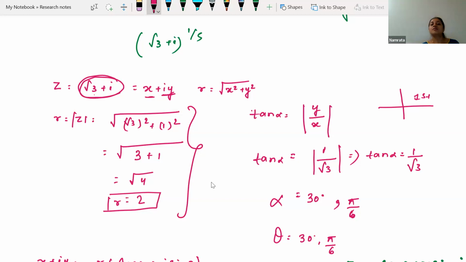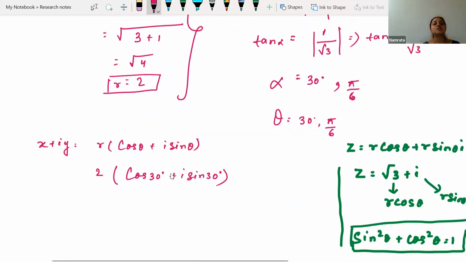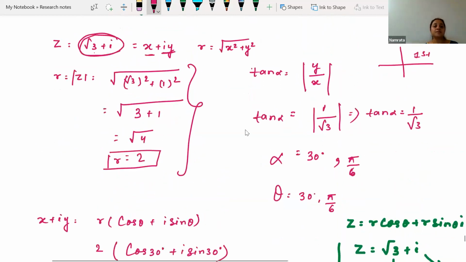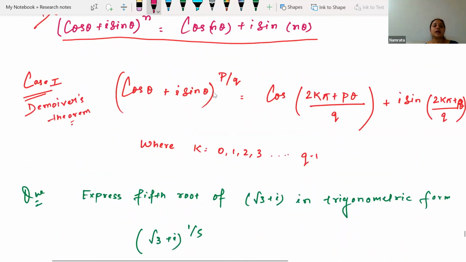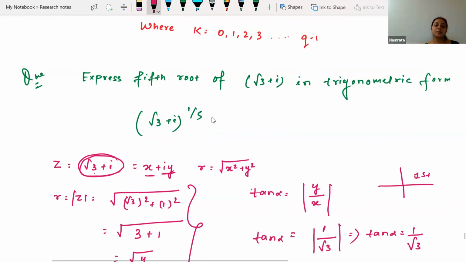Once we got r and theta, we can write it in polar form, that is r cos theta plus I sin theta. So 2 cos 30 plus I sin 30. This is our polar form of the given complex number. Now our rule says that if cos theta plus I sin theta is having power p by q, so here we have to find power 1 by 5. Can you see?